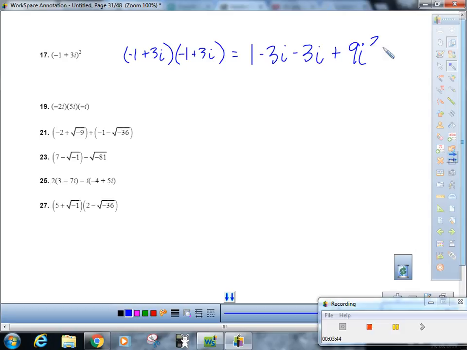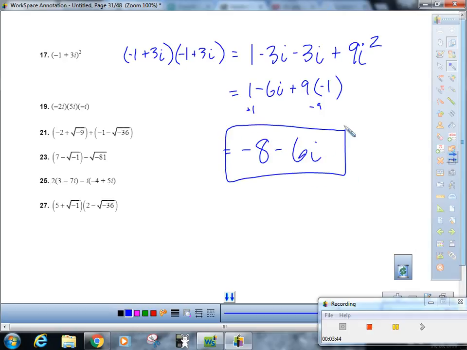Okay, so that's 1 minus 6i plus 9 times what? What's i squared again? Negative 1. 9 times negative 1 is negative 9. Negative 9 plus 1 is negative 8 minus 6i. Okay?